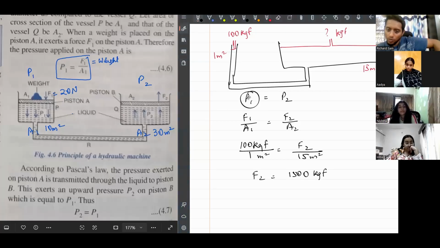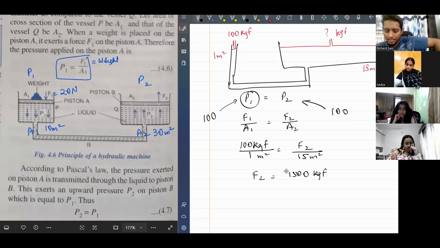In this case, what is P1? Tell me the value for P1. 100 divided by 1. So that is 100 kgf per meter square. Okay. I'm not putting the unit. Now, what is P2? P2 also has to be 100.